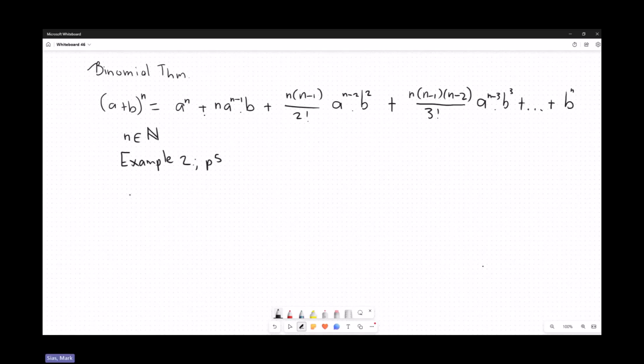There they want you to expand a plus b to the 5, and then the other one, they also want you to expand a minus b to the 4. Now, of course, with the tools that we had from school, we can multiply this out, but it's going to be a tedious exercise.